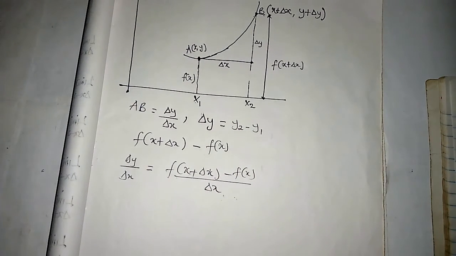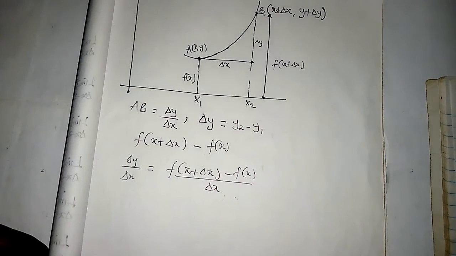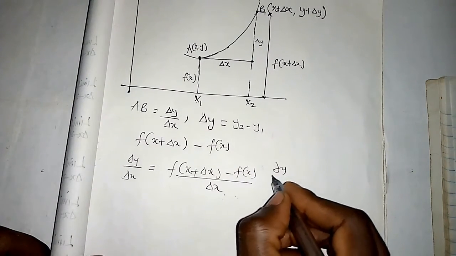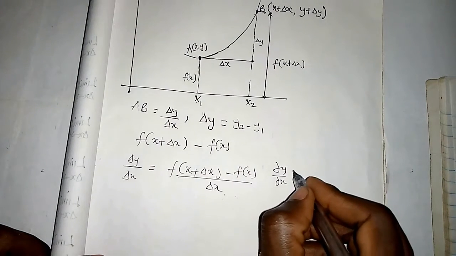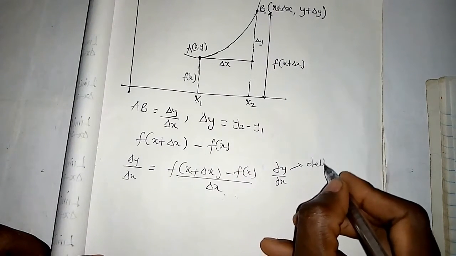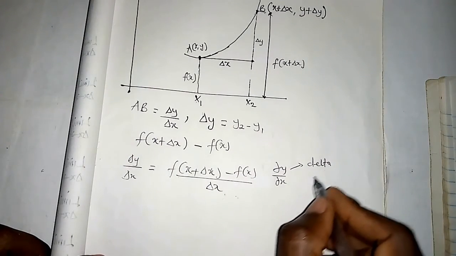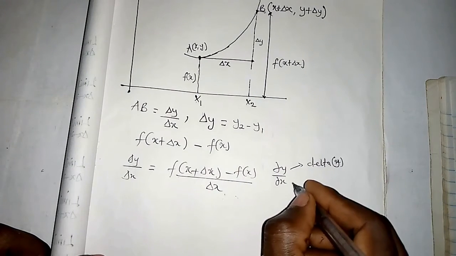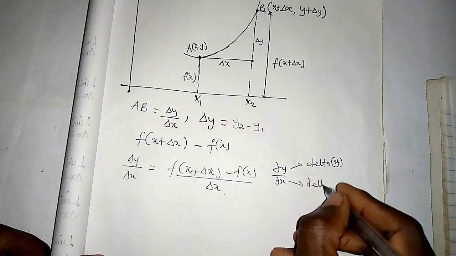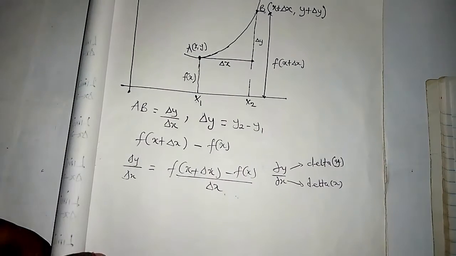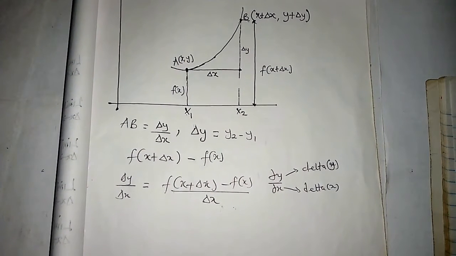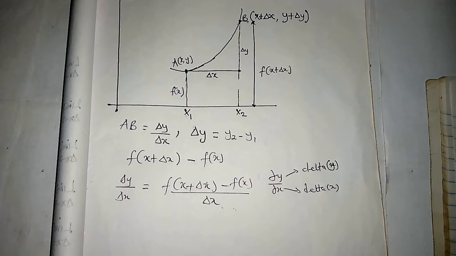Know that the change of y is what we call delta. Change of y is written as delta y over delta x, and this is delta y, and this is delta x. The delta y and the delta x mean a small increment in the y and a small increment in the x. But we are talking about the gradient of the curve.